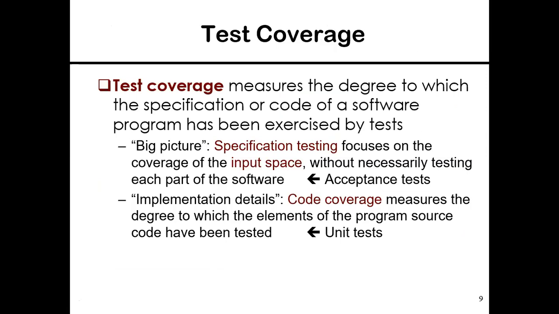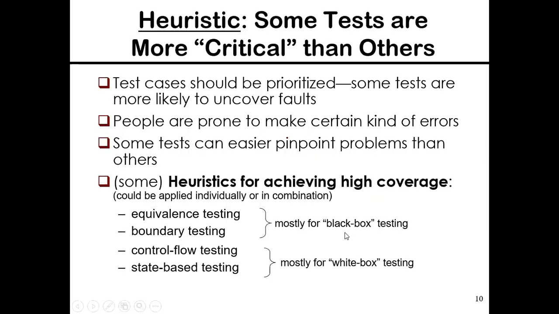Now test coverage measures the degree to which the specification or code of a software has been exercised by tests. So how big in your software, how big is the coverage? So, big picture: specification testing focuses on coverage of the input space, while code coverage measures the degree to which the elements of the program source code have been tested. So acceptance testing and unit test: the input space is done by the user, and unit test is done by you.